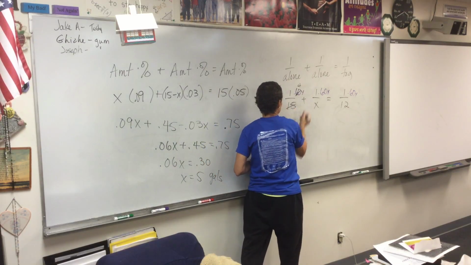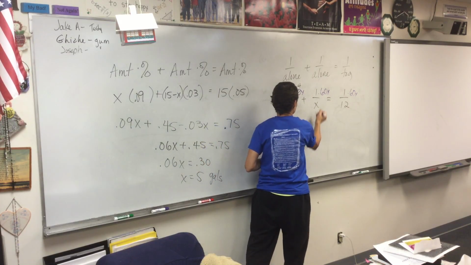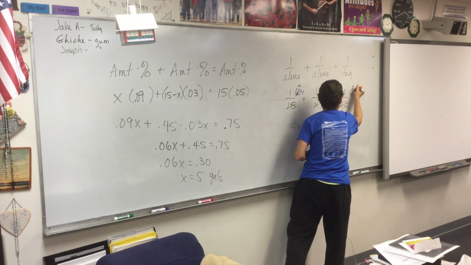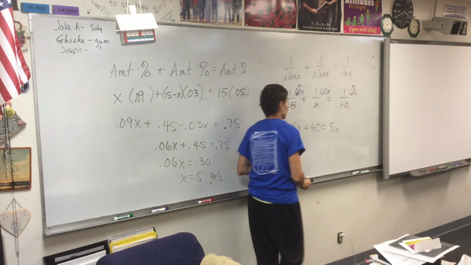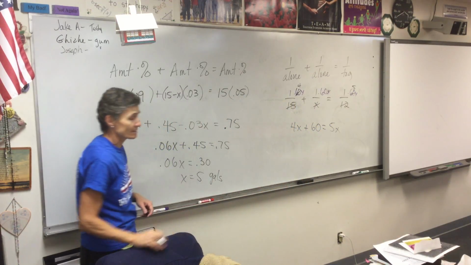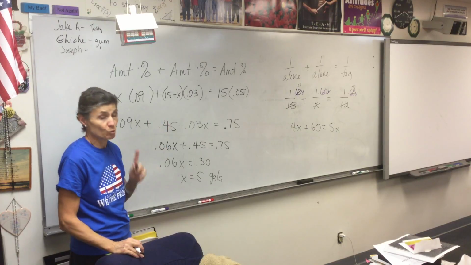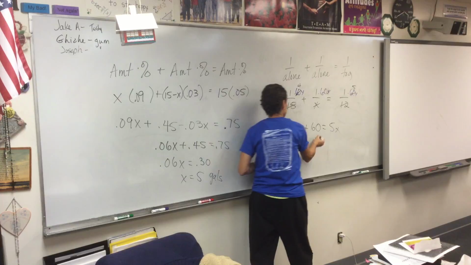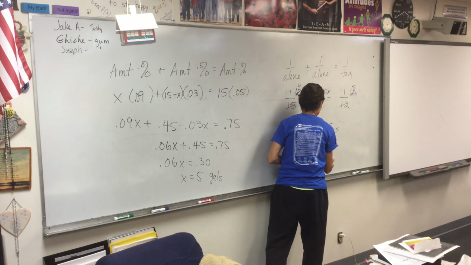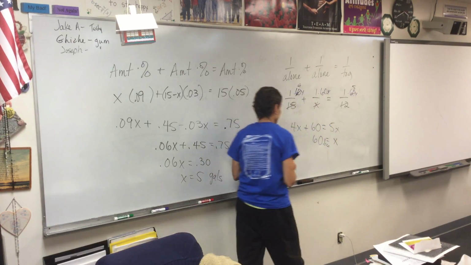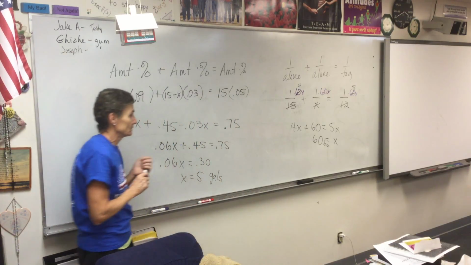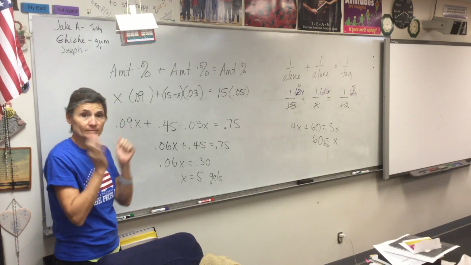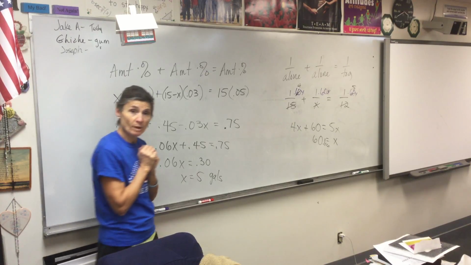15 goes into 60 4 times, so I have 4x plus 60. 12 goes into 60 5 times, 5x. So if I do my canceling, I lose all the denominators, which was the plan, that was the goal. And now I can subtract 4x from both sides, and poor Zane, it takes him 60 hours to do the job by himself. 60 hours to do the job by himself. And that is practice test 1. Good job.